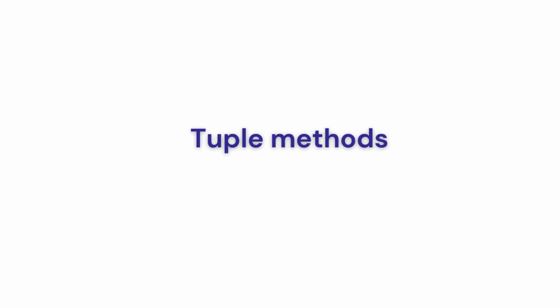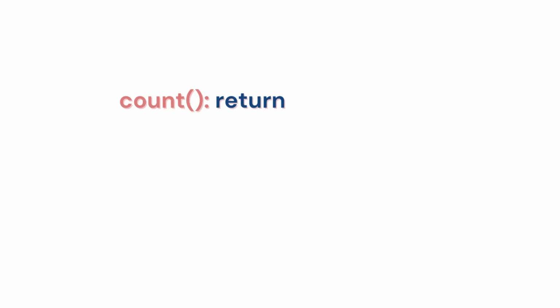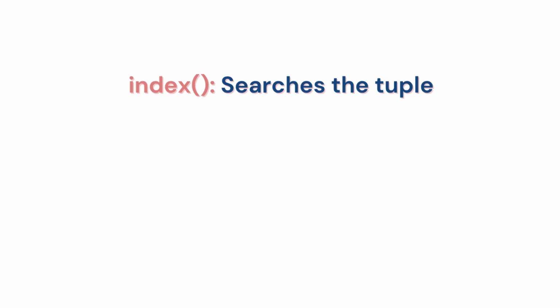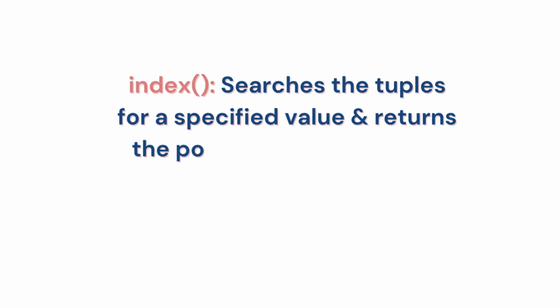Moving on to the tuple methods, there are only two built-in methods in Python for tuples, that is count method. It returns the count of the items present in the tuple. Then we have index method. It searches the tuple for a specified value and returns the position of where it was found.